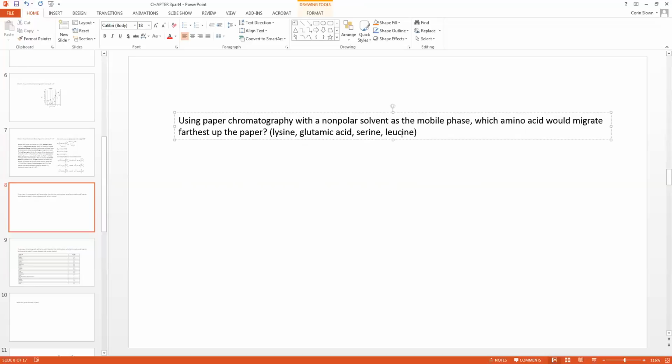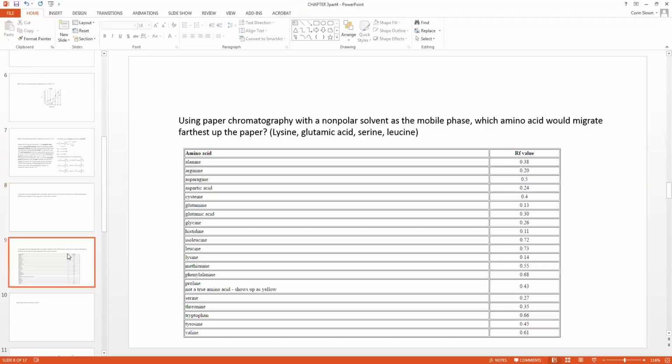So if I had to choose something that was going to move in a nonpolar solvent, I would likely choose leucine. And if I were to look at, say, for example, the RF values of these respectively, I see that leucine is very high compared to serine, compared to lysine, and compared to glutamic acid. So leucine wins out by a fair margin.